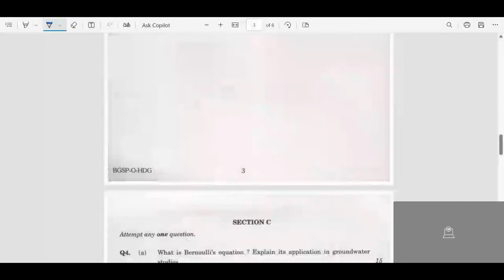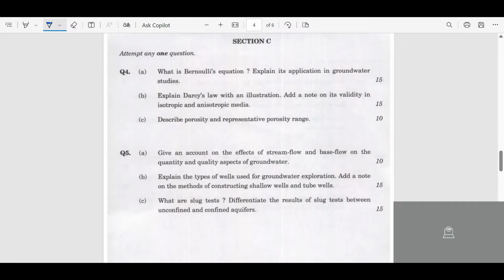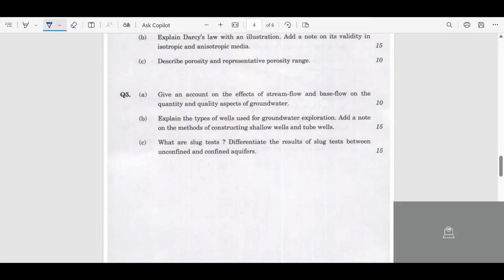Anything related to groundwater can be asked, so always prepare for this. I don't think my writing is legible. Is it visible for you? I hope so. The second thing is not important for you. Then let's see what the topics are.